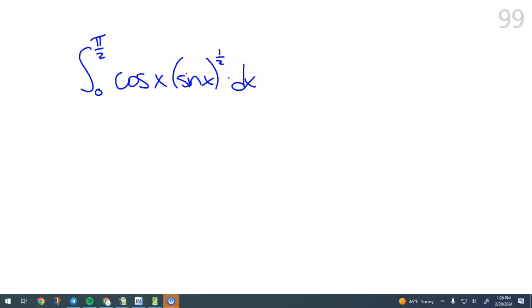Is it x or t? It's x or something. Okay, so again, I have to integrate, and I can see that if I were going to take the derivative of this part, I would need chain rule. So my u has to come from that. So my u is going to be the sine of x.